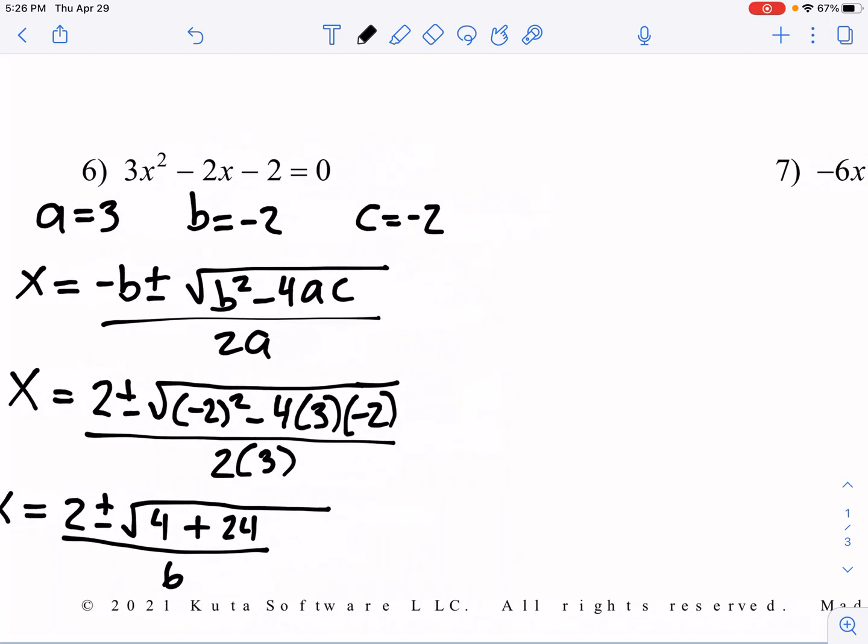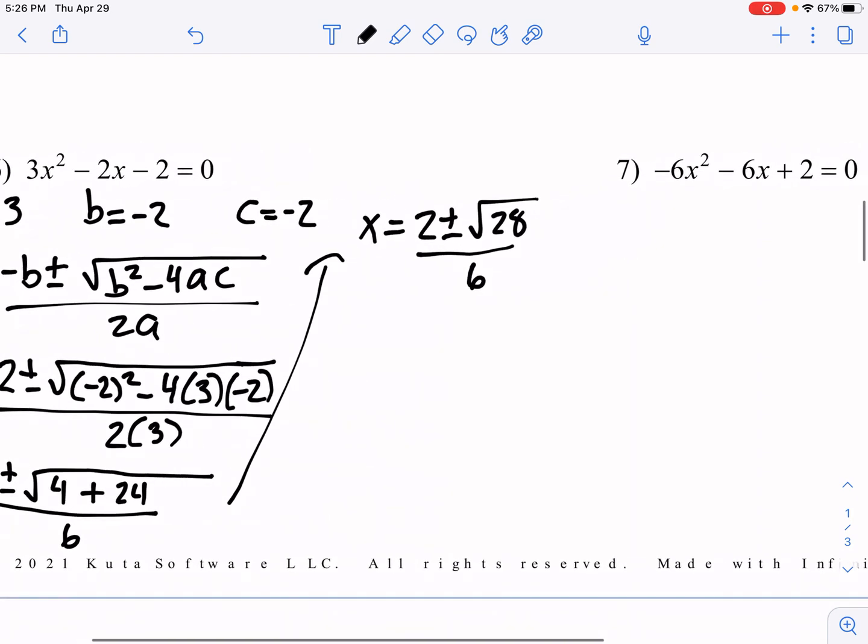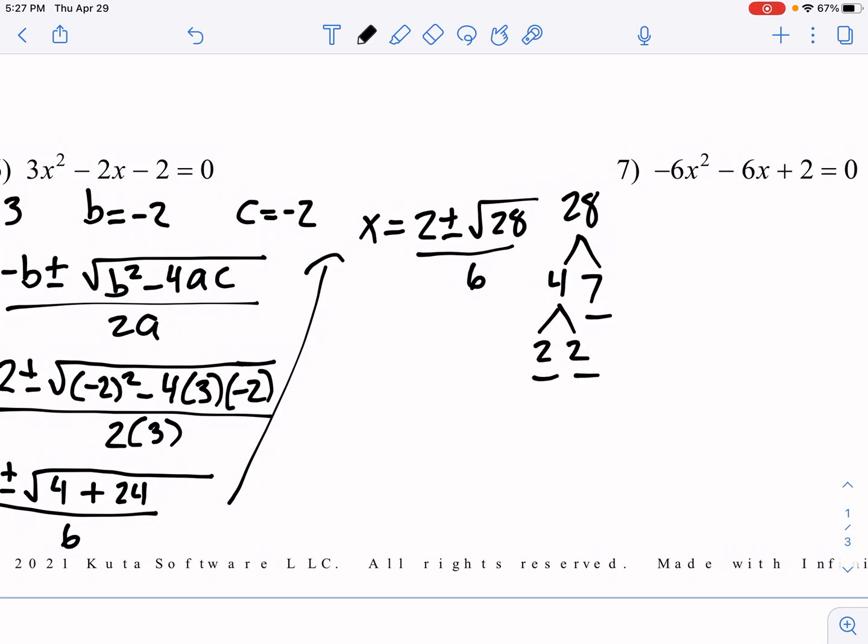Okay, so now simplifying it further, I'm just going to bring it up here. We have x is equal to 2 plus or minus the square root of 28, right? All over 6. Now look at the square root of 28. Is 28 a perfect square? No. So this is where our simplifying square roots comes into play. We're going to break this apart and simplify the square root as much as possible. What goes into 28? Well, 4 and 7, right? And 7's the stopping point for us, right? It's a prime number, but can we break apart 4? 2 and 2, right? So now we've broken it down as far as it can go.